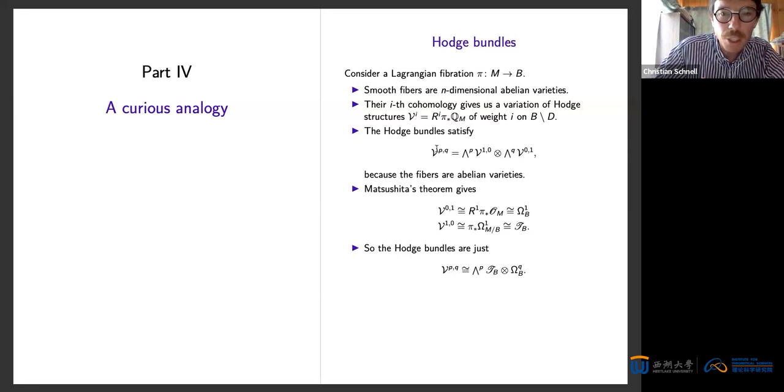And now Matsushita's theorem actually tells us what these objects are, right? V^{0,1} is just the 0-1 cohomology along the fibers, so that's just the push forward of the structure sheaf. And Matsushita gives us that this is Omega^1_B, the one forms of B. The 1-0 Hodge bundle is the holomorphic one forms along the fibers. I don't directly know what that is, but I know that it's dual to the previous one. Since the previous one is Omega^1, the second one has to be the tangent sheaf, the dual of Omega^1. And so then I get that the Hodge bundles are just tensor products between the pth wedge product of T_B and the sheaf of holomorphic q forms. They're very simple bundles.